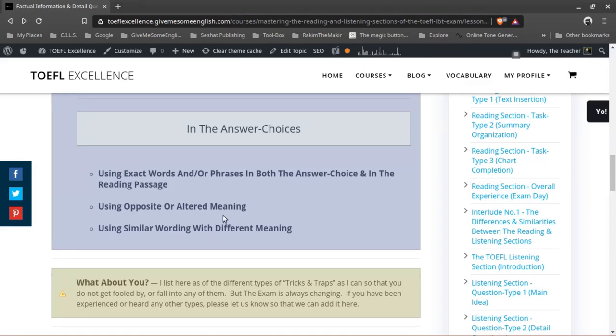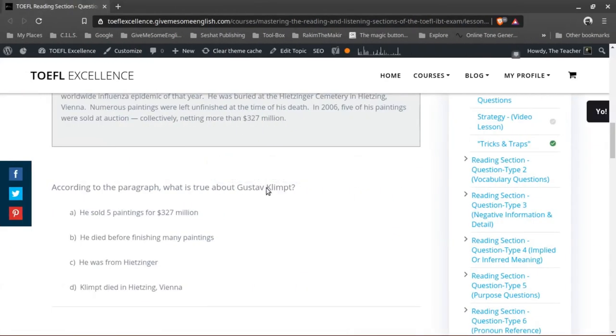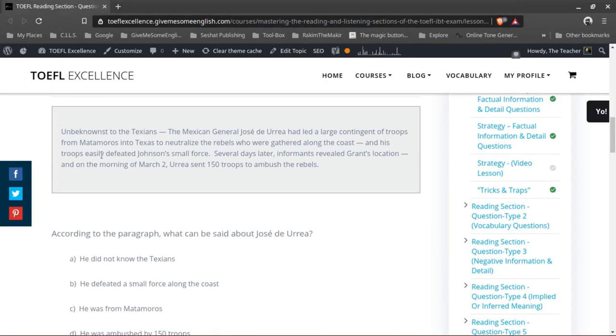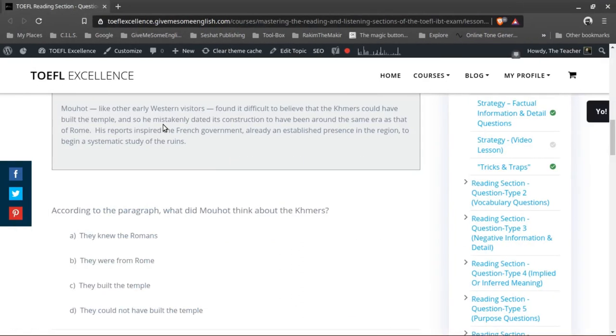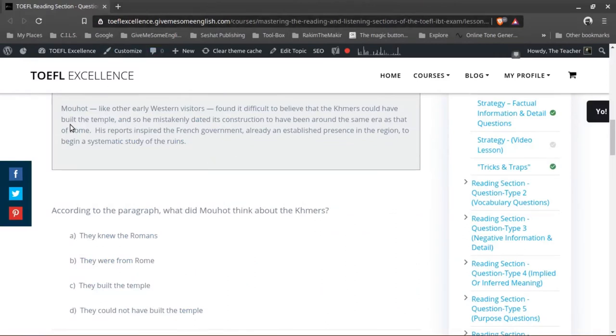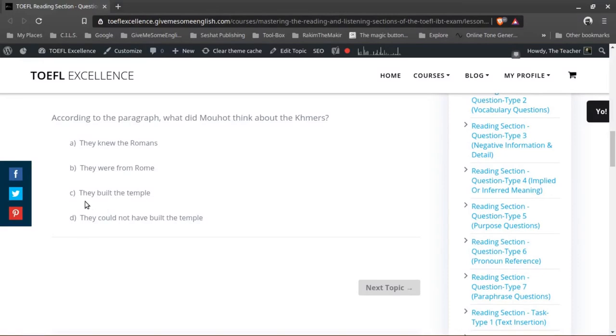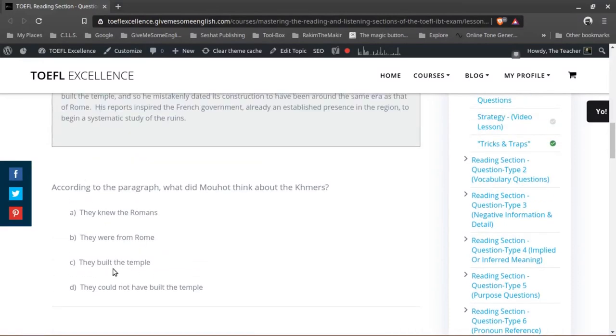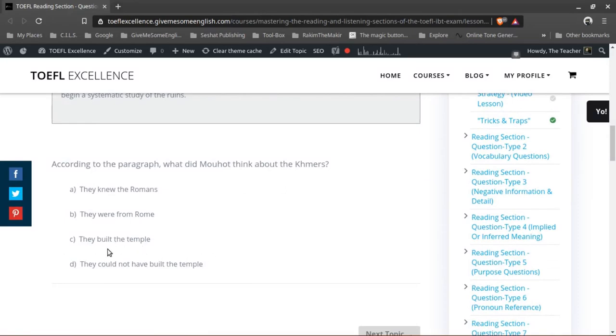Or they use similar words, like we have the word unbeknownst, and we have the word no. Well, those have the same root, so that's the keyword, but the information is altered. It's not that he knew; they said unbeknownst to the Texans. That has nothing to do with whether Jose de Uria knew the Texans or not. It's what the Texians knew or didn't know. So we have a lot of examples of that throughout the entire reading section, of using exact words or phrases, like built the temple. The Khmers could have built a temple, and they said here, they built the temple. Built the temple. Oh, maybe that's the answer. No, it's not. And I explained a little bit about that one in the video.